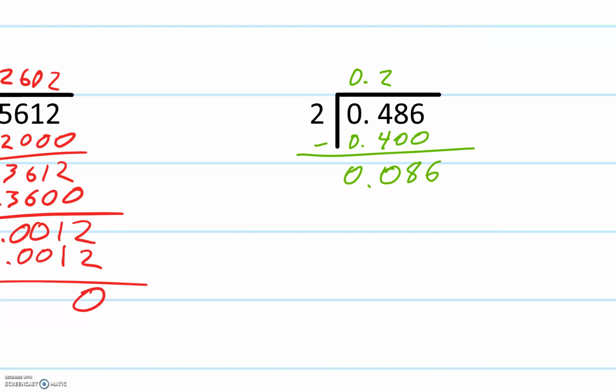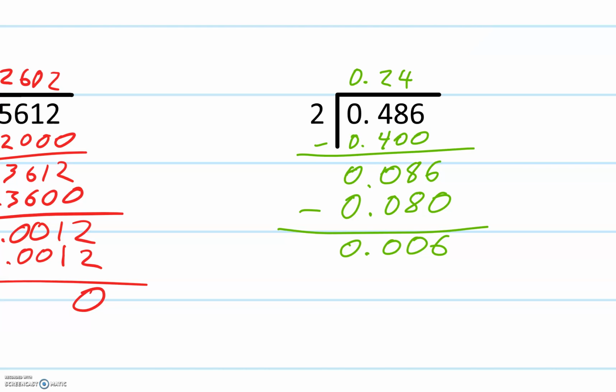0.086. Then you look in the 8 column, or the hundredths column. How many times can 2 fit into 8? 4 times. 0.08. Subtract that. Now we're left with 0.006. So the 6, or the thousandths column.